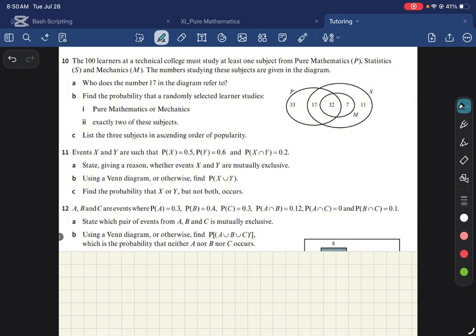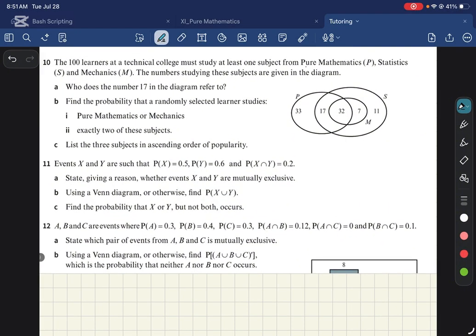Question 10. The 100 learners at a technical college must study at least once. Okay, basically, we are given a Venn diagram. And it's sort of a different type of Venn diagram than probably what you're used to. But all right, so we have students who must study at least one subject from pure mathematics, statistics, and mechanics. All right, the numbers studying these subjects are given in the diagram. Who does the number 17 refer to?